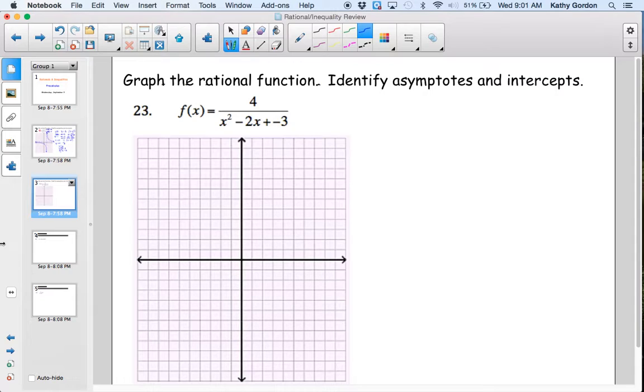Wait, wasn't this the one that had a typo? Yeah. It's just the plus minus is going to be negative. Yeah, that plus minus 3 is just meant to be minus 3.